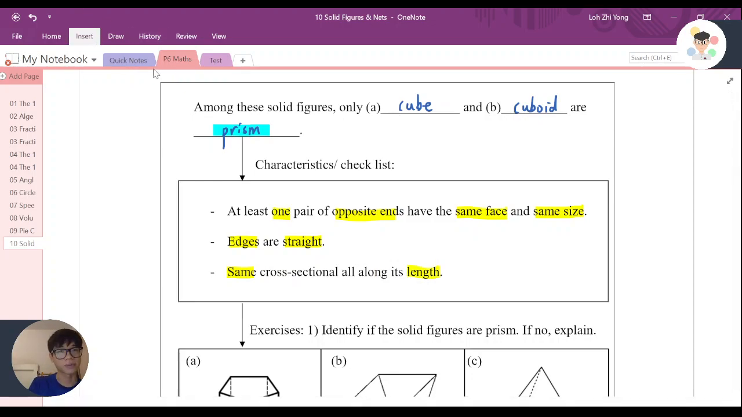Now, this is a quick example. Just now we said that a cube is a prism. Now, is it really a prism? Let me try to draw here.